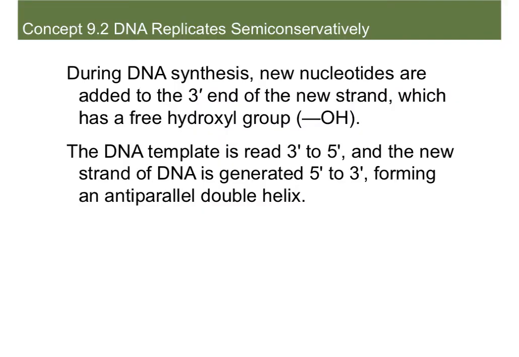So during DNA synthesis, because we have to form those phosphodiester bonds between the nucleotide bases on the new strand, these new nucleotides are only added to the 3' end of the new strand because there is a free hydroxyl group so that we can perform a dehydration synthesis reaction in order to form that phosphodiester bond. The DNA template is read from the 3' to 5' end, and the new strand is generated from 5' to 3', forming this anti-parallel double helix.